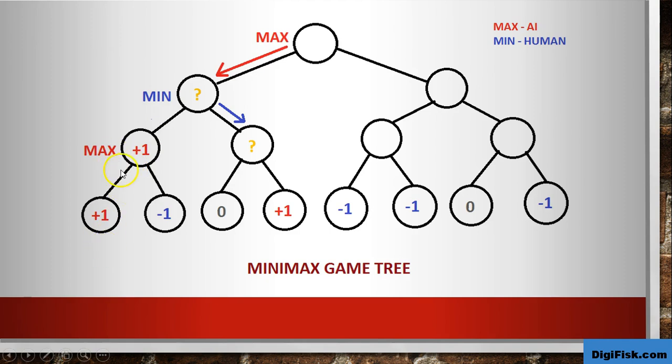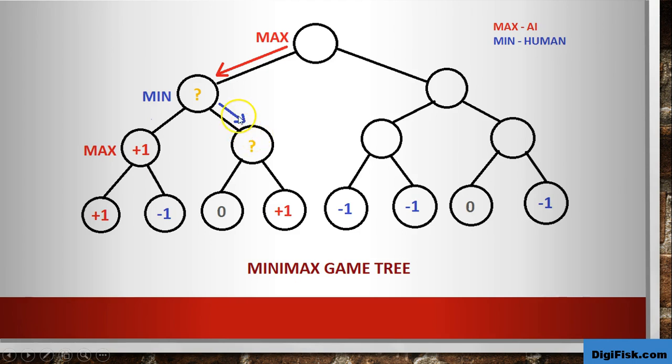Now let's look at the next side of the tree, the right side. What will happen if the min node chooses the right side, the right child, rather than the left child that it did before? Now again a question mark here because we don't know what the value is going to be yet.